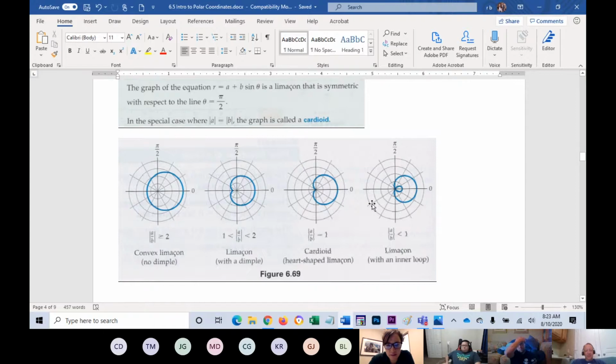Okay. Now, I have a question real quick. Okay, go ahead. So the difference between the limaçon with the dimple and the heart-shaped one is that the heart-shaped one is going to go through the 0, 0, like in the center? Correct. Is that right? Okay.